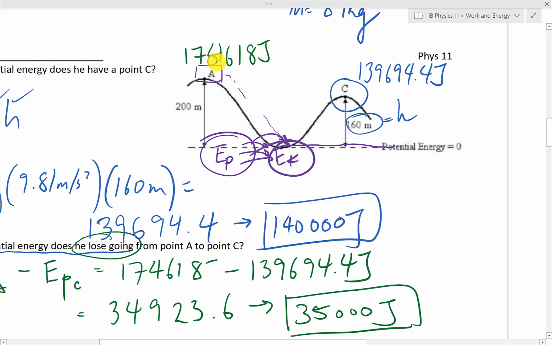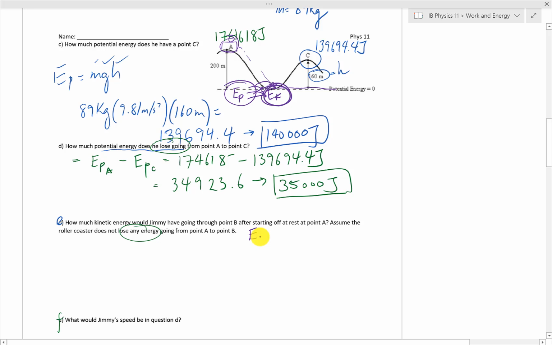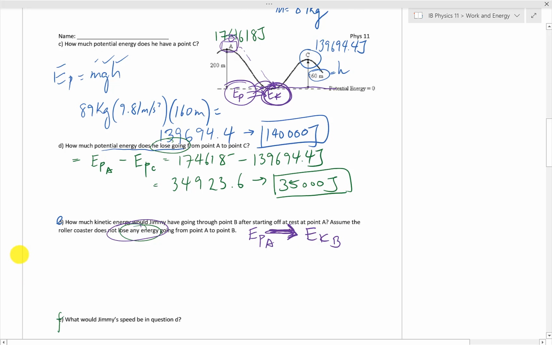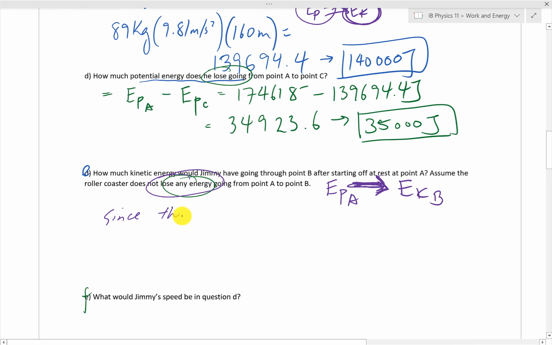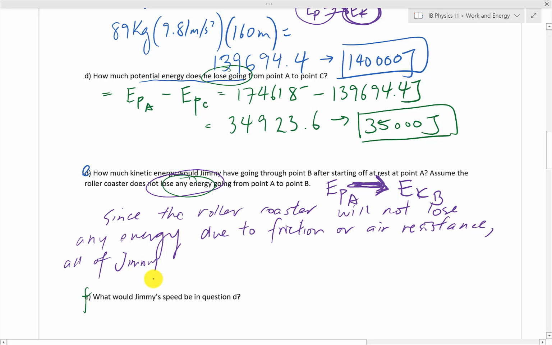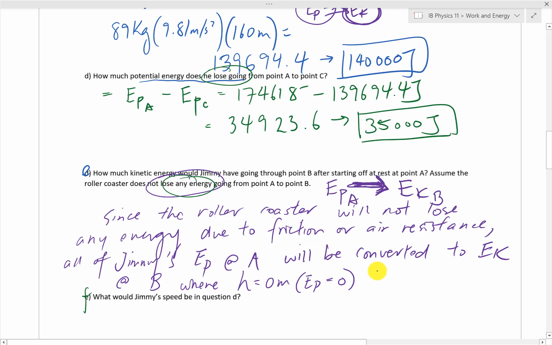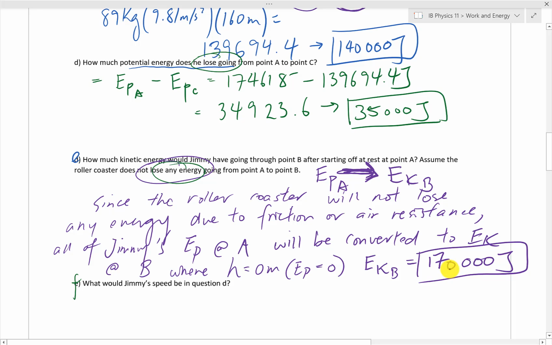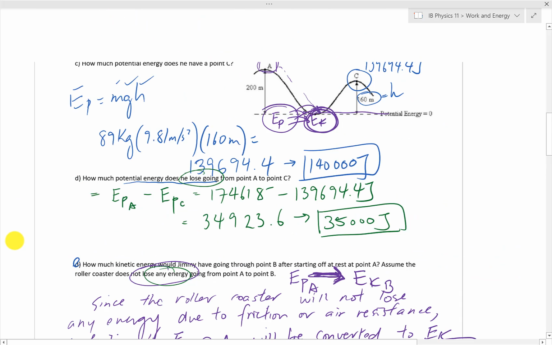So whatever potential energy Jimmy had at A is going to be all of the kinetic energy he's going to gain at point B. Jimmy's potential energy at A is all converted to kinetic energy of Jimmy at point B. And since there is no loss of energy due to friction forces and air resistance, we have a complete energy transformation here. All of Jimmy's potential energy at A will be converted to kinetic energy at B, where the height is 0, and so the potential energy is 0 at that point. So we get a complete conversion, in which the kinetic energy at B will be 170,000 joules, the same answer you found in A.